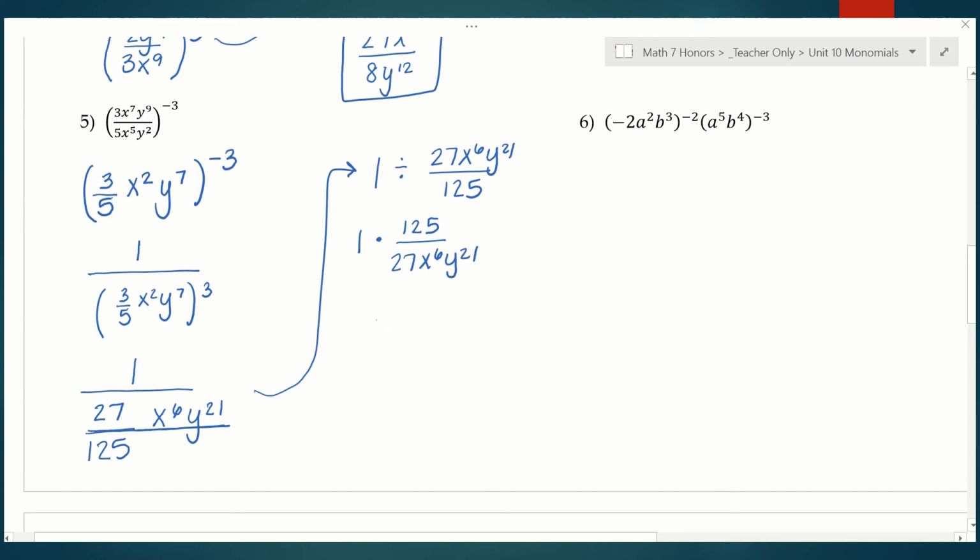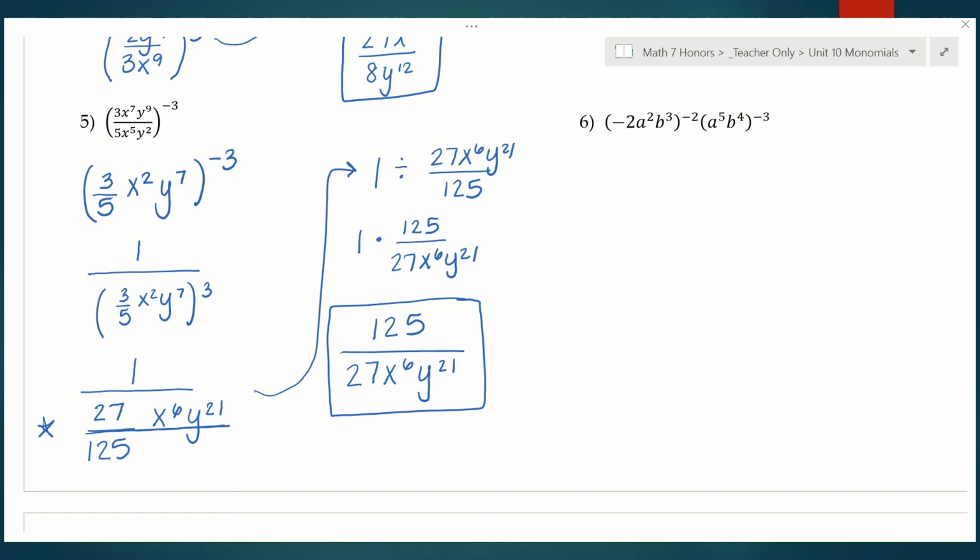Okay, which just equals that. So my final answer is 125 over 27, x to the 6th, y to the 21st. Again, if you weren't sure at this step where those x and y went, it would be confusing when you did your keep, change, flip step. So it's good to write it like that.